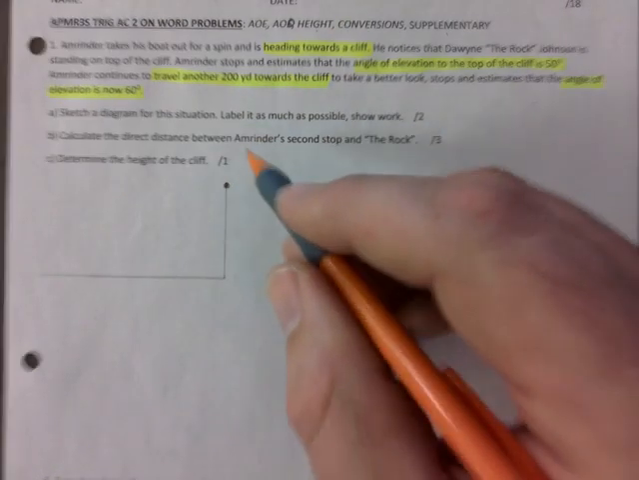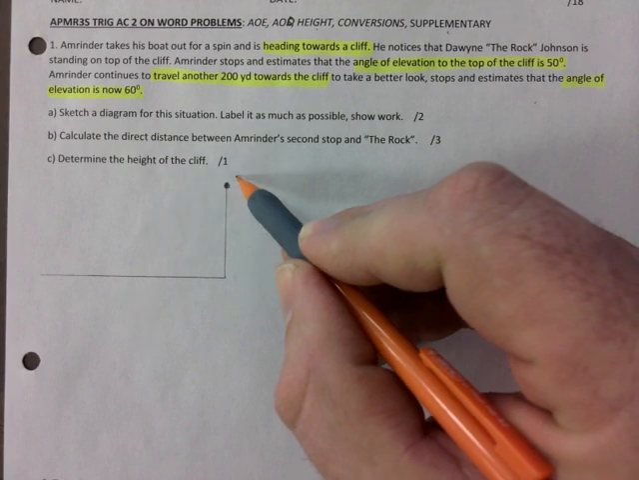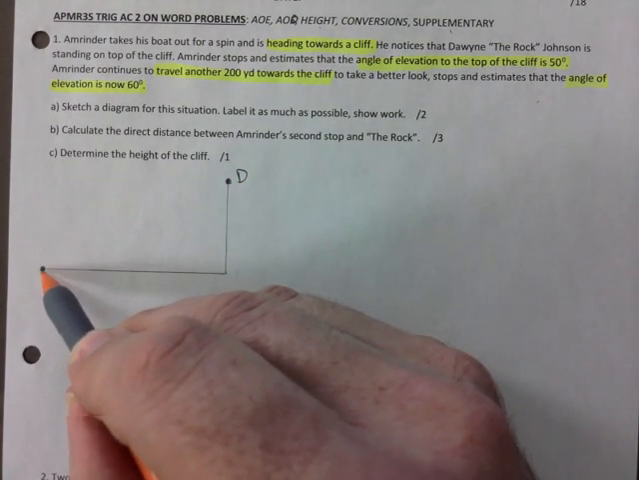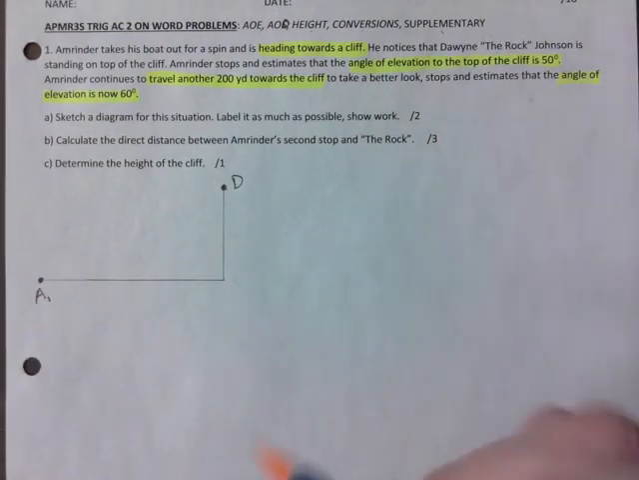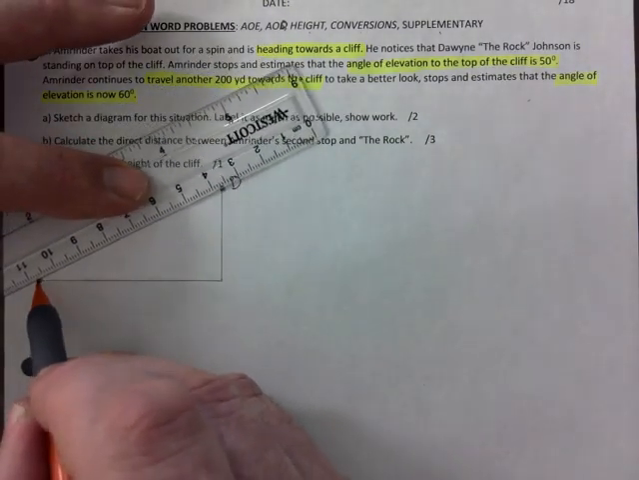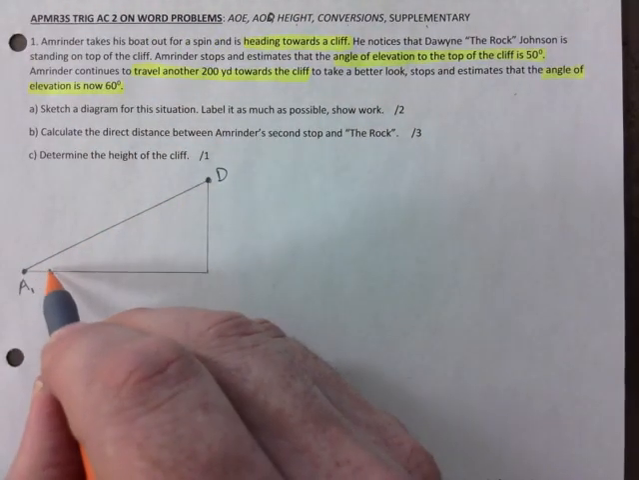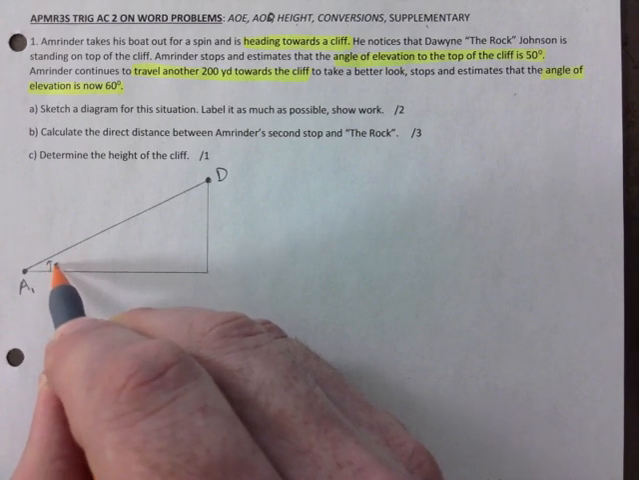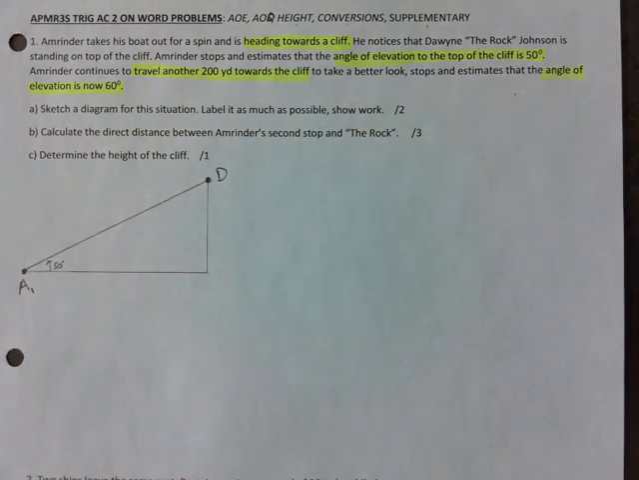But we know that we have Amrinder, right? So this is Dwayne the Rock up there. At the very beginning, this would be Amrinder's first location. So Amrinder's looking up and estimates the line of sight and its angle of elevation, so it has to be from the ground up. We know that that's 50 degrees, that angle of elevation.